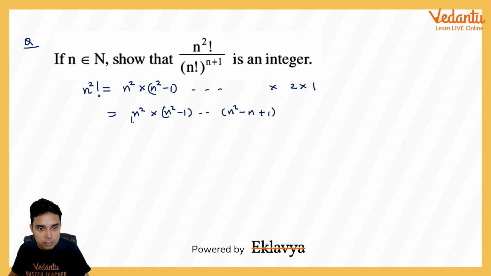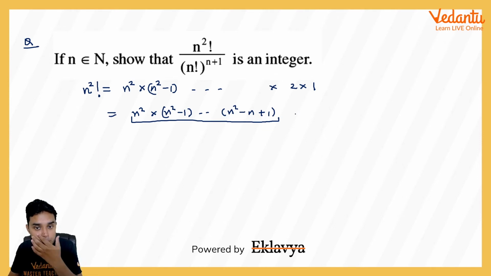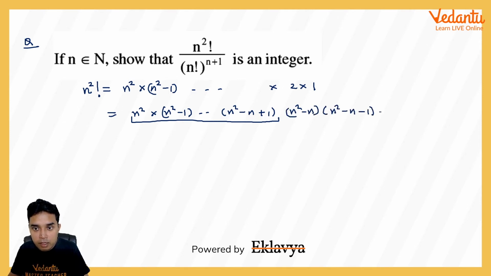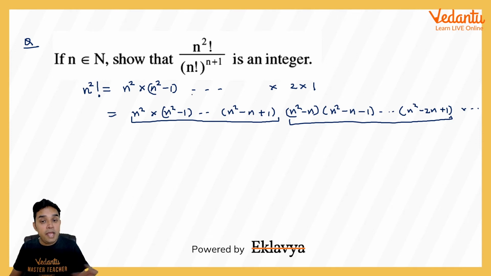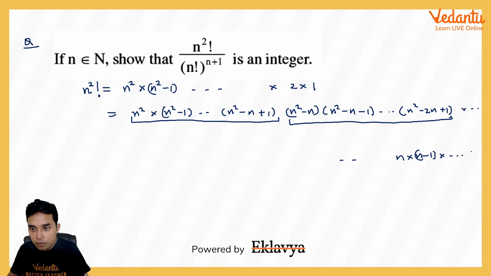So this is my first group of n objects. Okay, this is the first group of n numbers actually, and then n square minus n, then n square minus n minus 1 and so on, then n square minus 2n plus 1. So this will be another group of n numbers. I am sure you will understand because there are total n square numbers. So we will be able to break them into n such groups of n objects.